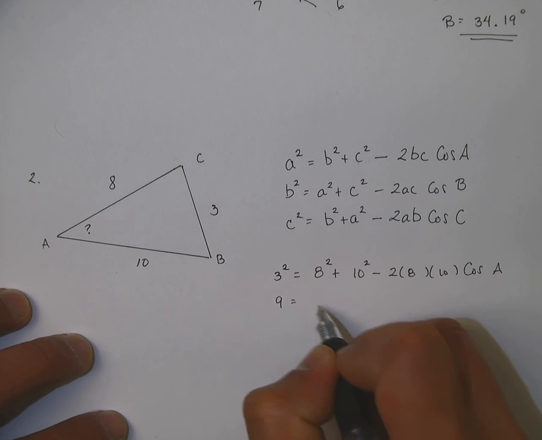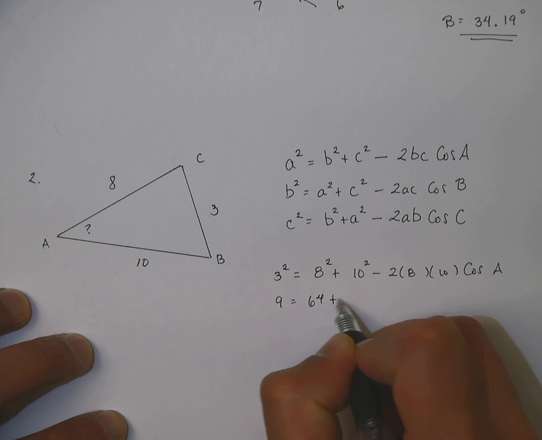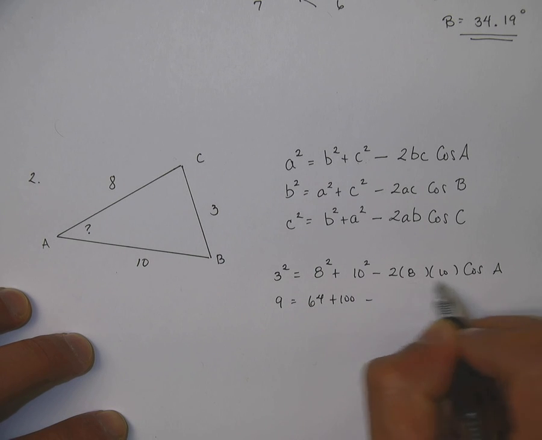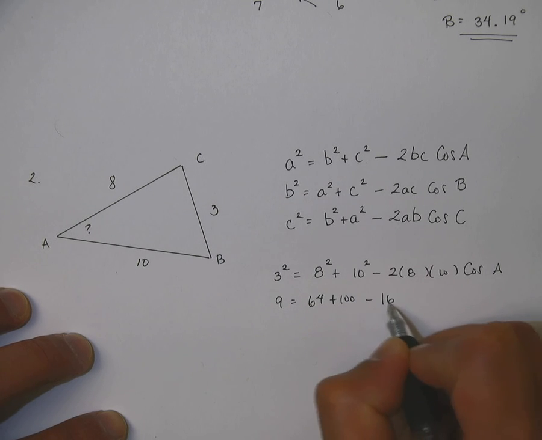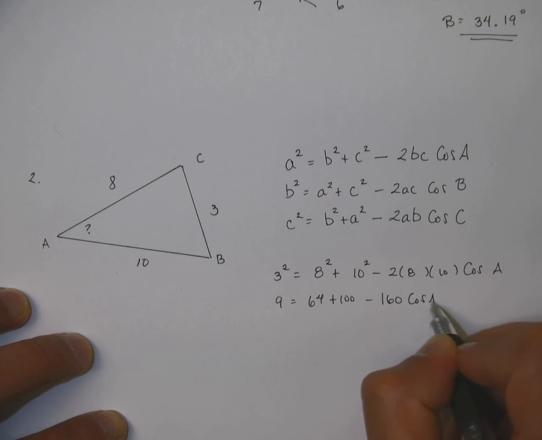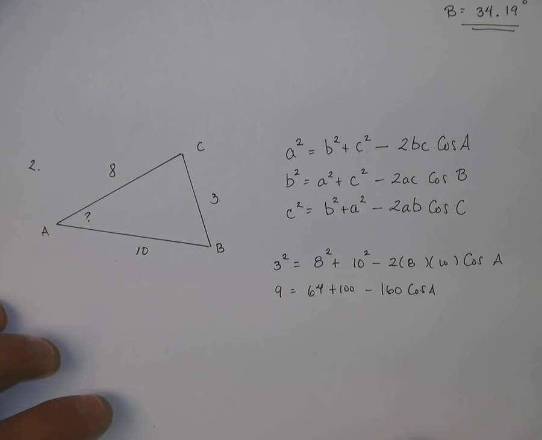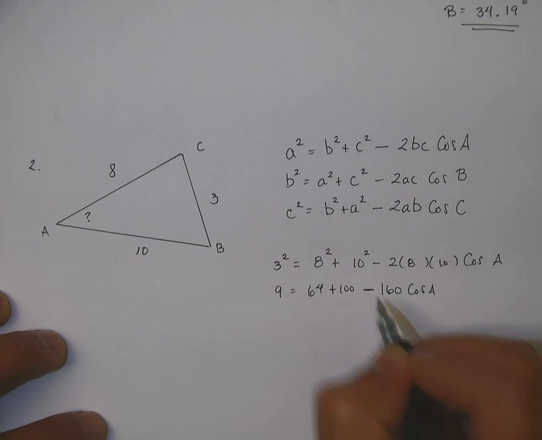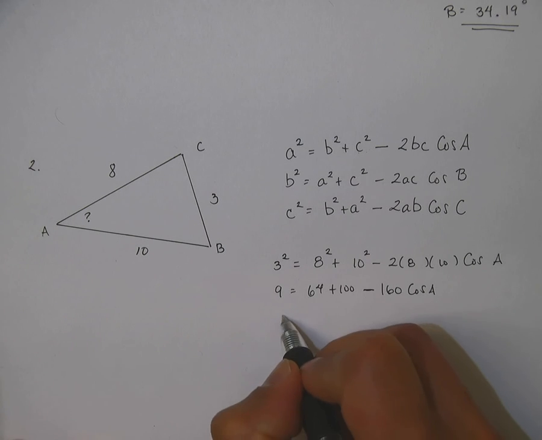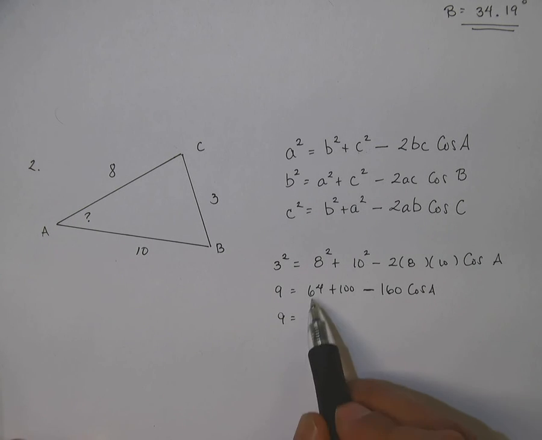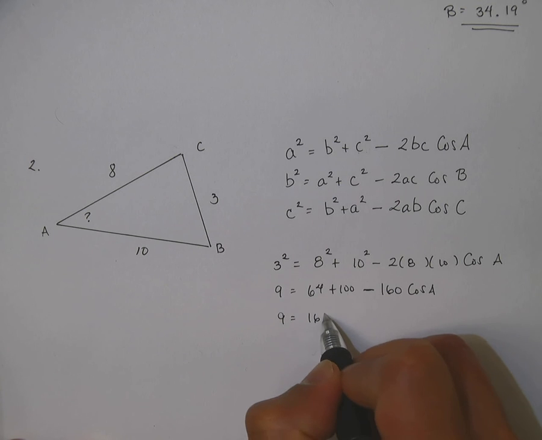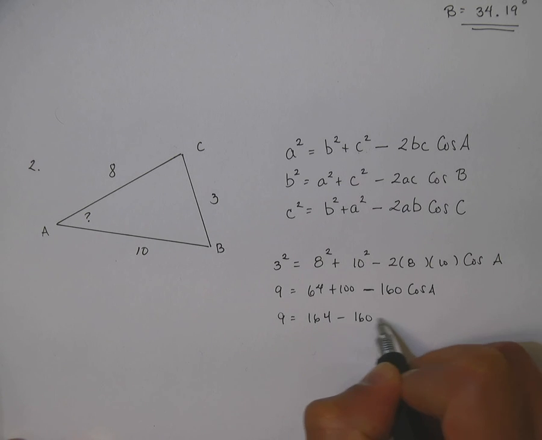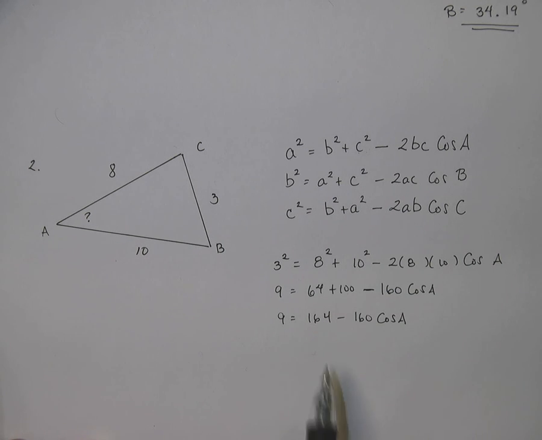So now we just do the math. You know that's 9. 8 squared is 64, plus 100, minus that's 80 times 2, which is 160, cosine of A. Now you have to be careful here. 64 plus 100, that's 164. Now here's where students make the mistake. You see here, 164 minus 160. A lot of times students think, oh, I can subtract that. 164 minus 160 is 4.